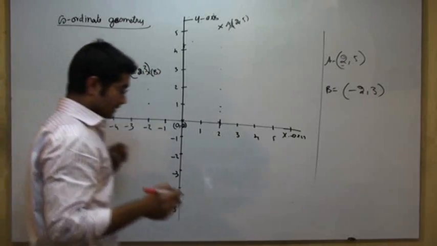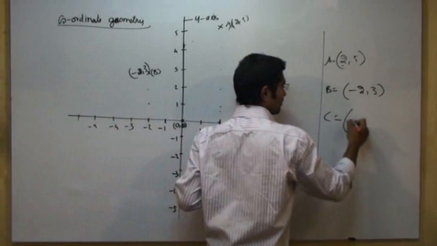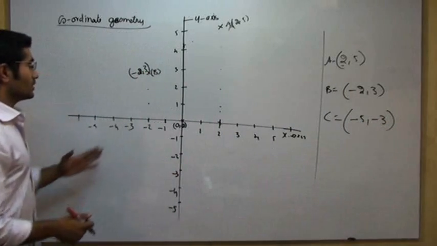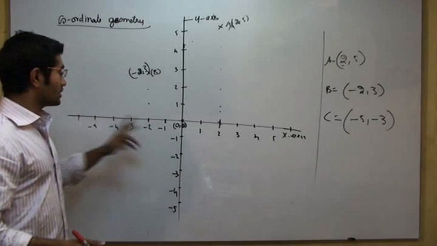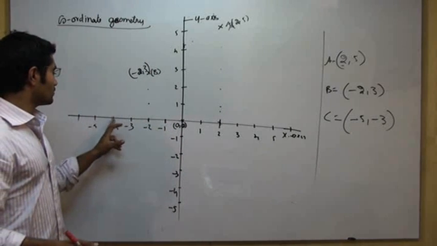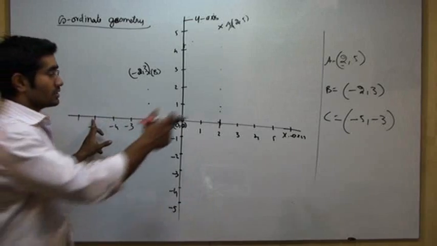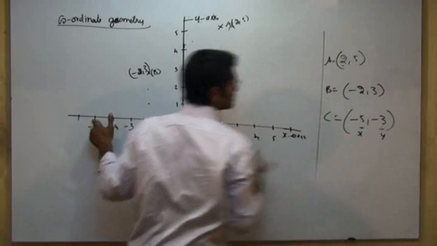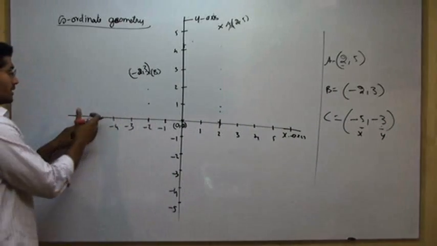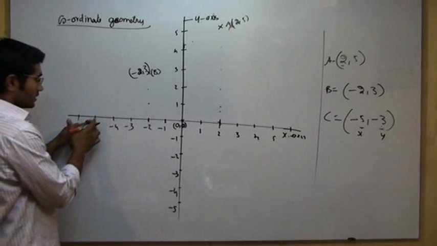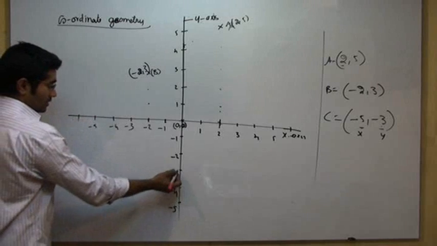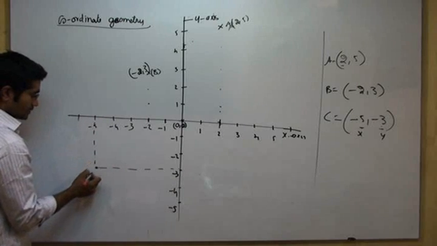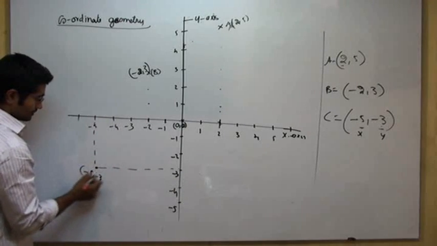Now let's talk about another point C, which says (-5, -3). I can see that -5 is on the left hand side of the origin. So it is -1, -2, -3, -4, -5. And -3, the second part. So this is always on the x-axis and this is on the y-axis. So I got the x-axis part, and if I have to write -3, there's -1, -2, and -3. There is the point. So that is the simple address of a point (-5, -3).